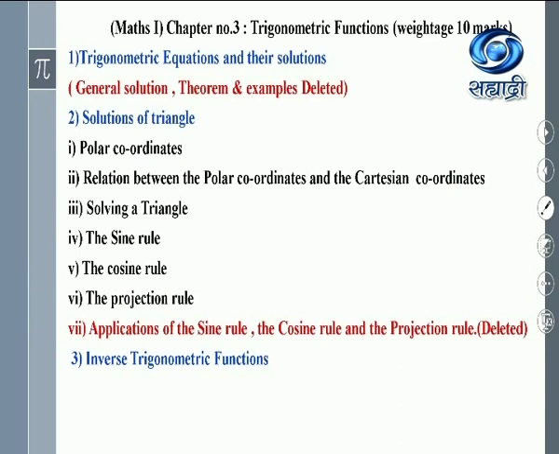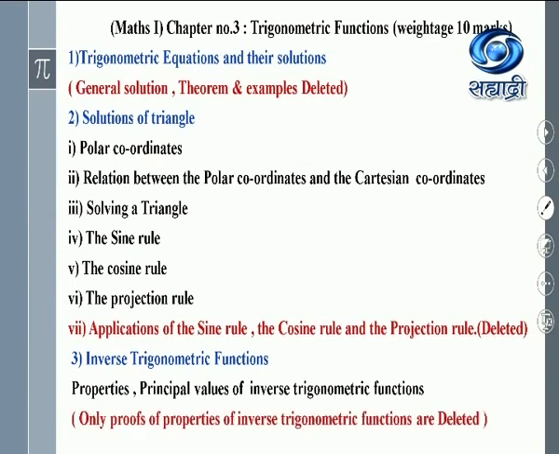The last one is very important, that is the inverse trigonometric functions. In this we have properties and principal values of inverse trigonometric functions. But the proofs of properties of inverse trigonometric functions are deleted. Students, please note that the articles or the subunits which are shown in red color are deleted from the syllabus for this academic year only. Now let us study all these in detail one by one.